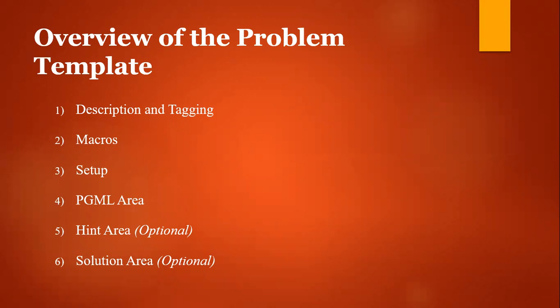You'll notice 5 and 6 are optional, but there's a PGML area, there's a hint area, and a solution area. And those are all in a language called problem generation markup language, which is a very simple language to learn. There is a way to do it instead using a more LaTeX-based version, but for the purposes of these instructional videos, I would prefer just to use PGML because it's difficult enough to learn 2 languages at the same time.